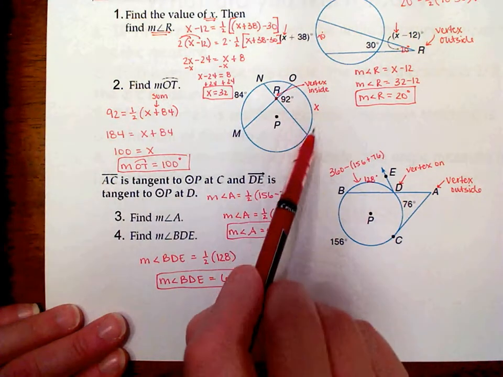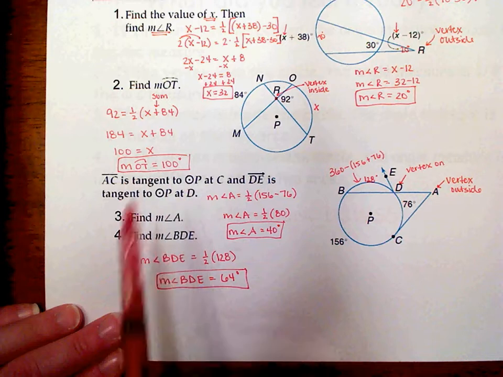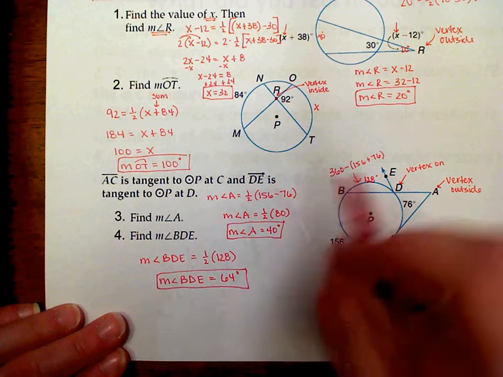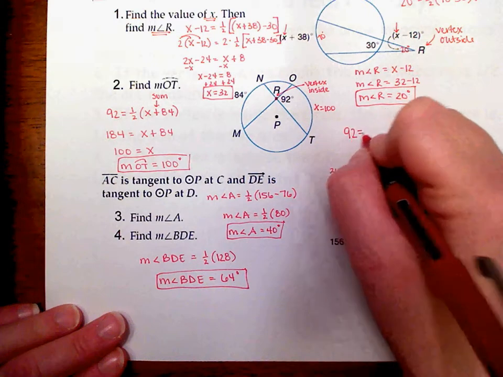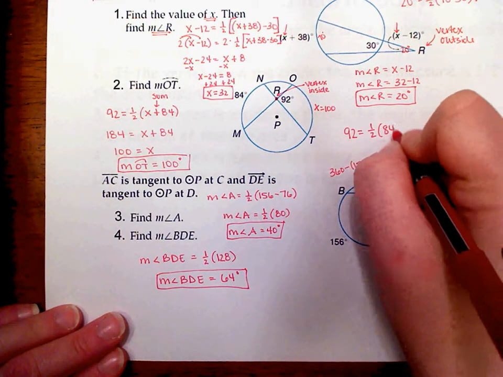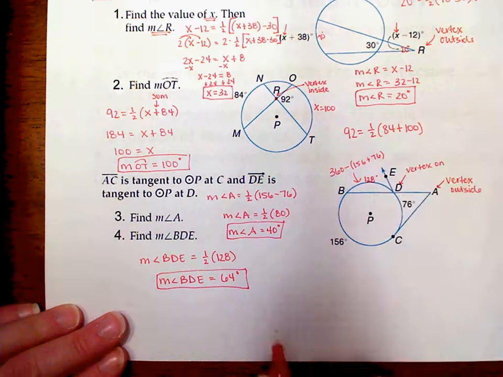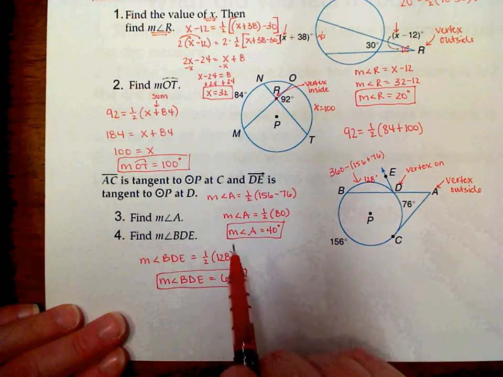So again, you can check that. Is 92 1/2 of 84 plus 100? Well, 84 plus 100 is 184. Half of 184 is 92. So it checks in the relationship.